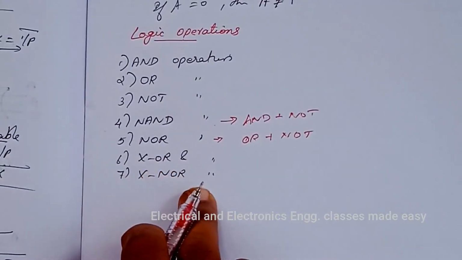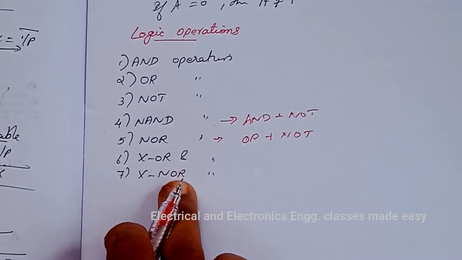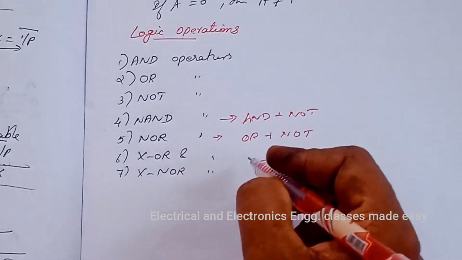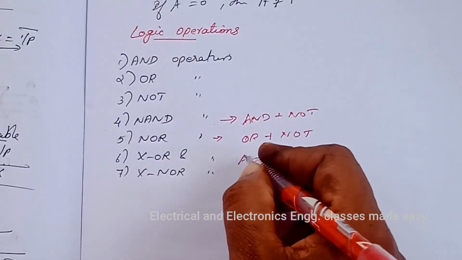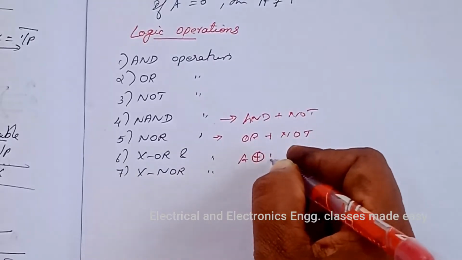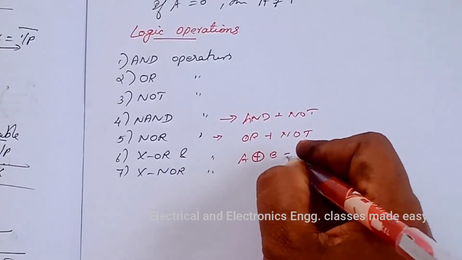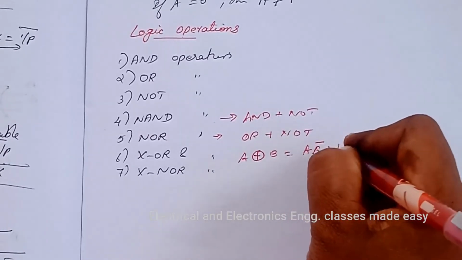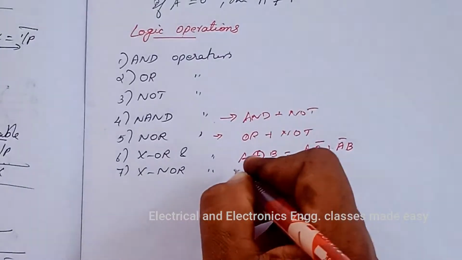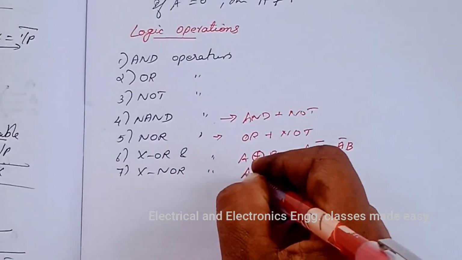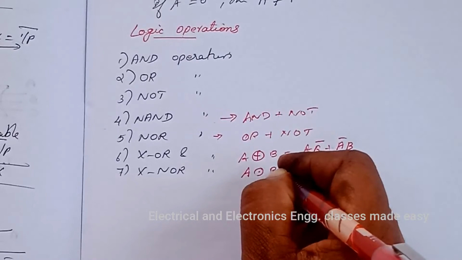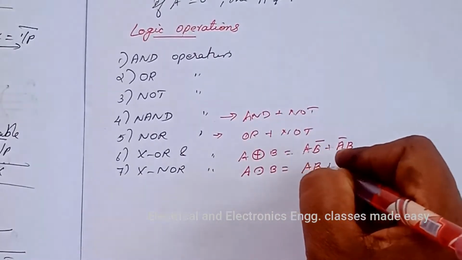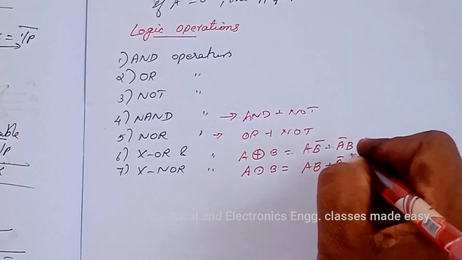XOR and XNOR. The XOR and XNOR operations on variables A and B in Boolean algebra are denoted by A XOR B equal to A B bar plus A bar B, and A XNOR B equals A B plus A bar B bar.